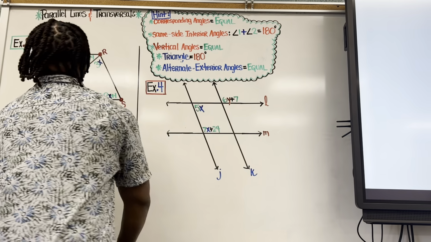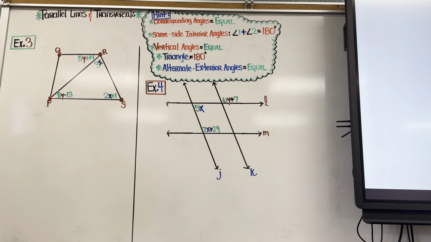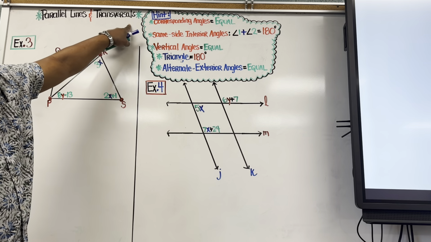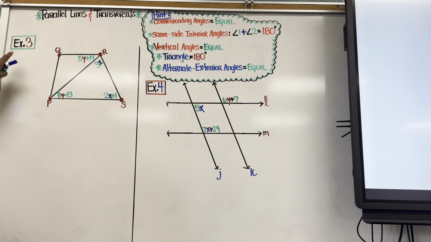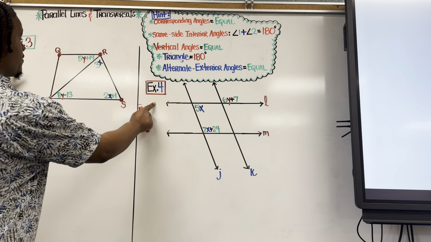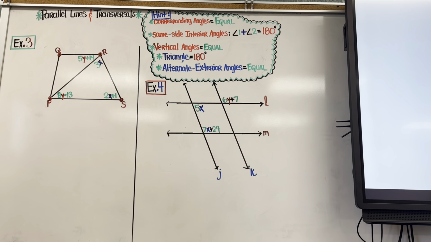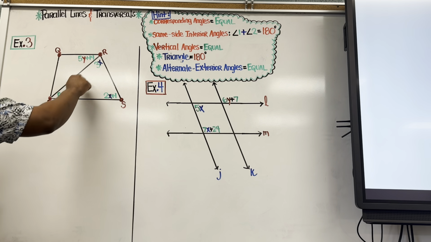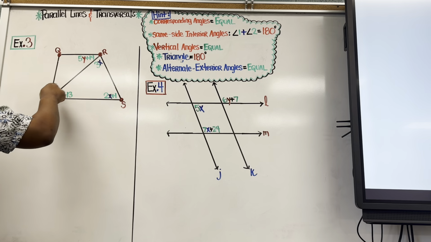And today, guys, I want to go over parallel lines and transversals. We're going to go over example 3, and then we're going to go over example 4, okay? So in example 3, guys, if you notice, we have two triangles that are connected together. So we have a triangle right here, and we have a triangle right here, right?